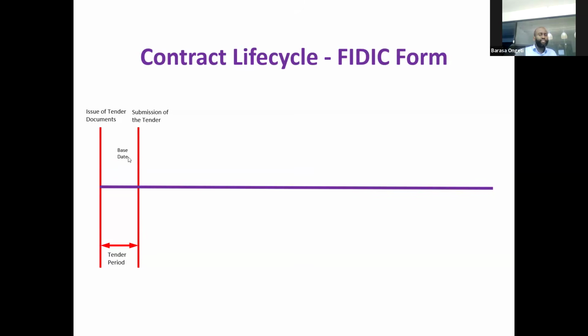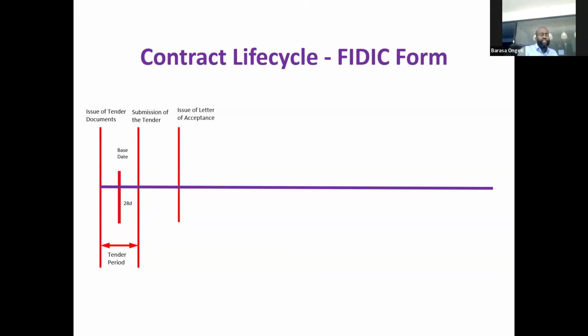But before that, we have something called the base date. What is the base date? 28 days prior to the latest date for submission of tender, we have a date and we call it the base date. It's very significant in terms of the contract. Many parts of the contract you'll see: prior to the base date, the contractor shall ABCD. Prior to the base date, the employer shall ABCD. There are many obligations which are tied to the base date, which is ordinarily 28 days before the submission of tender.